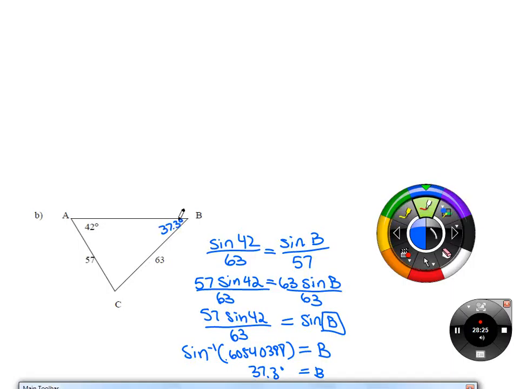So that was a lot of work, and I might feel all happy, but I'm not done with the problem because I haven't finished solving the triangle. Okay. What piece of information would be easiest for me to find next? Angle C rather than side C right now, right? Because I have two of the three angles in a triangle. So if I do 37.3 plus 42 and then subtract that from 180, I get 100.7.